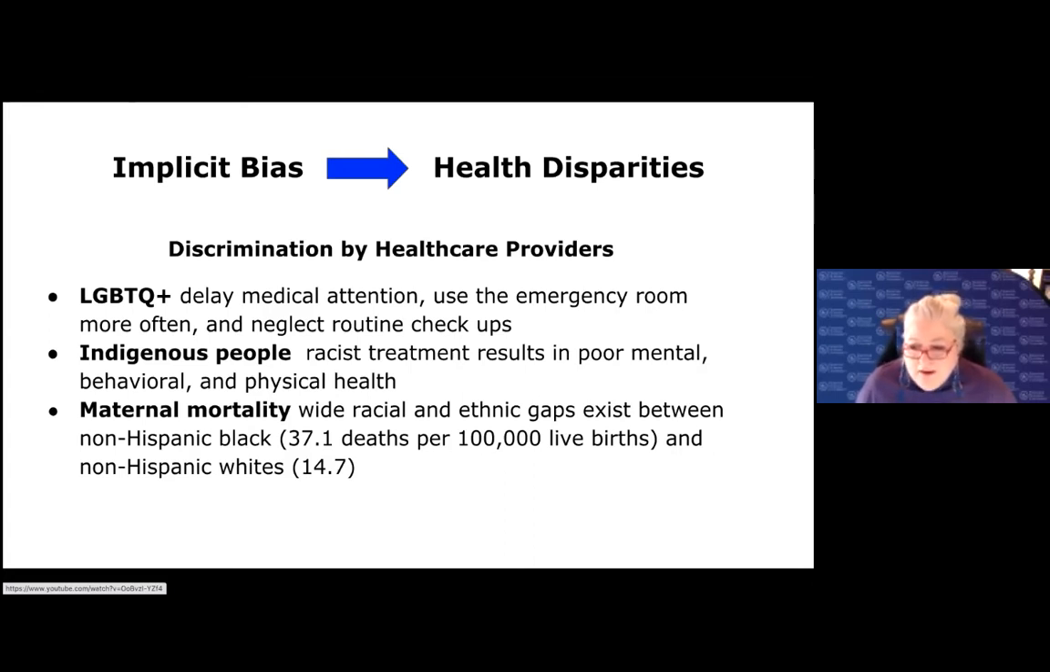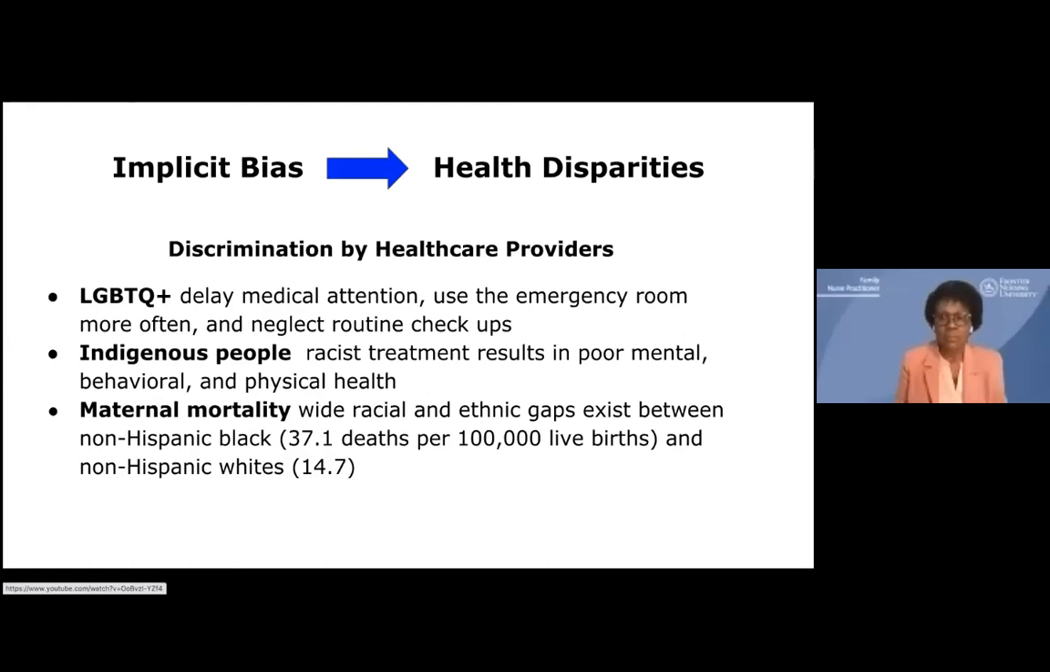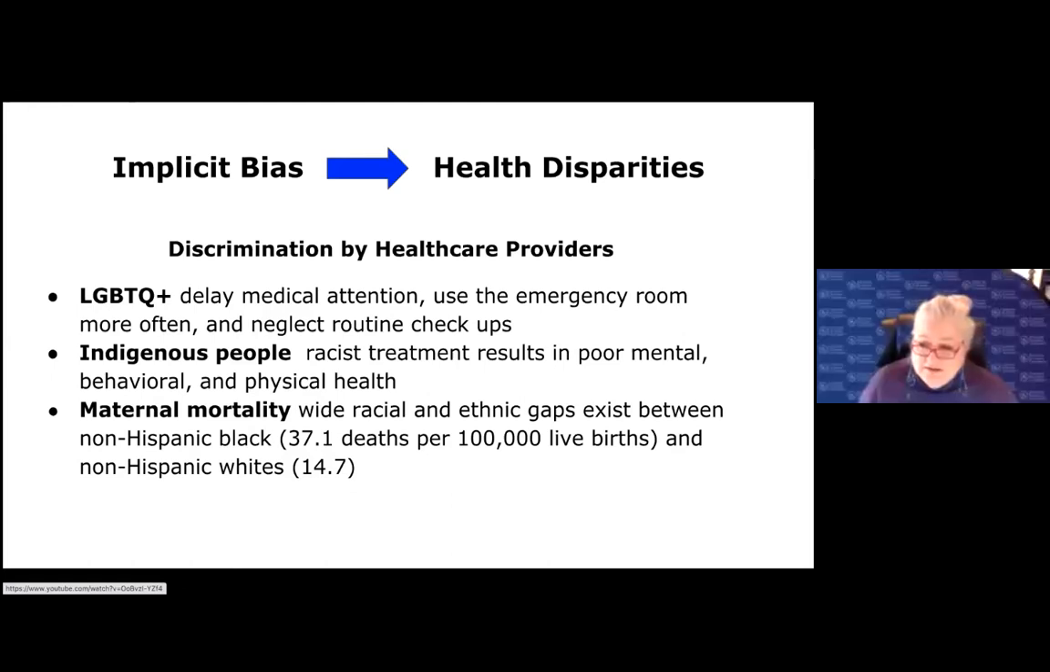And there's a wide racial and ethnic gap in maternal mortality between Black women and white women. A white woman's maternal mortality rate is 14.7 deaths per 100,000 live births, while Black women have a maternal mortality rate of 37.1 deaths per 100,000 live births. Some things to consider as to why there is such a discrepancy in maternal mortality between races.